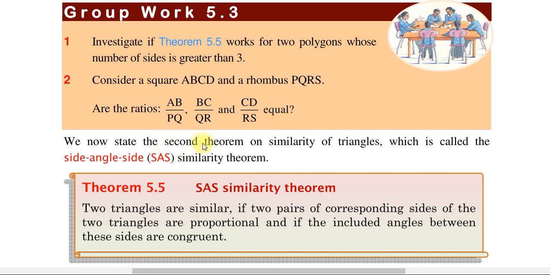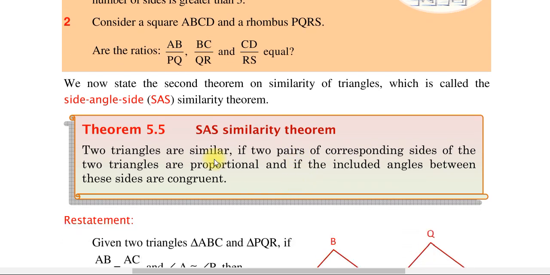Okay, we now take the second theorem of similarity of triangles, which is called side angle side similarity theorem ይባላል። Okay, so theorem 5.5 says that it is side angle side similarity theorem. Two triangles are similar if two pairs of the corresponding sides of the two triangles are proportional and if the included angles between the sides are congruent.